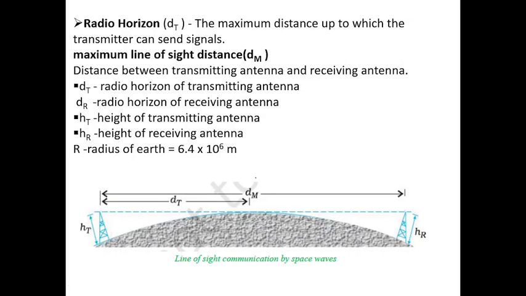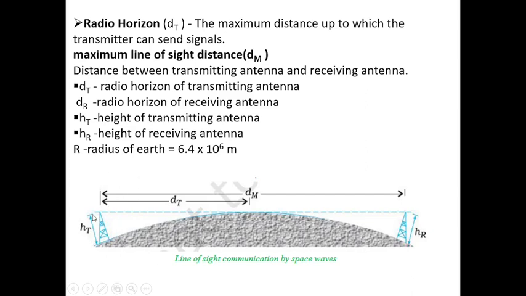Here we have some terminology. Radio horizon means the maximum distance up to which the transmitter antenna can send the signals. Because of line of sight propagation, these space waves may be blocked. They may reach up to here, and after that they are getting blocked. So in order to avoid that, we can change the height of the receiver antenna or the height of the transmitter antenna.